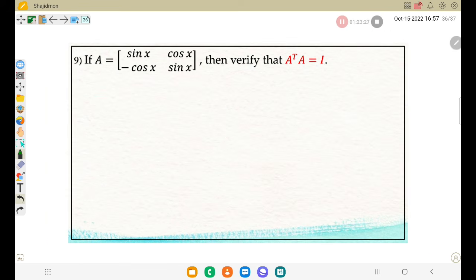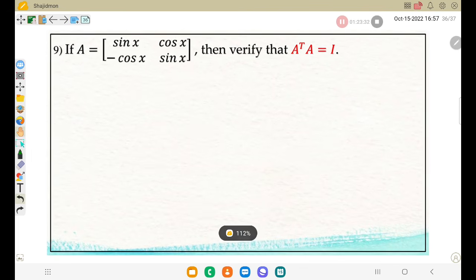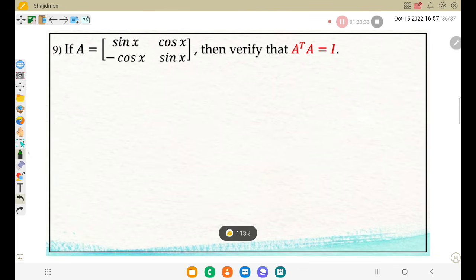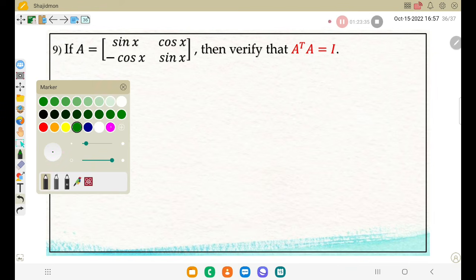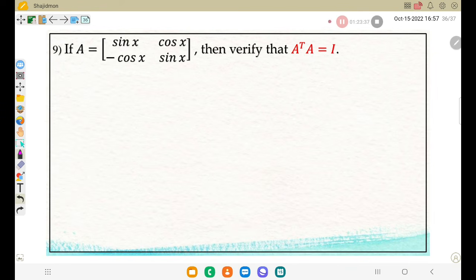Now question number 9. If A equals sin x, cosine x, minus cosine x, sin x, verify that A plus A transpose equals the identity matrix. Verify means when you work out the left hand side, you should get the right hand side. That is the question.